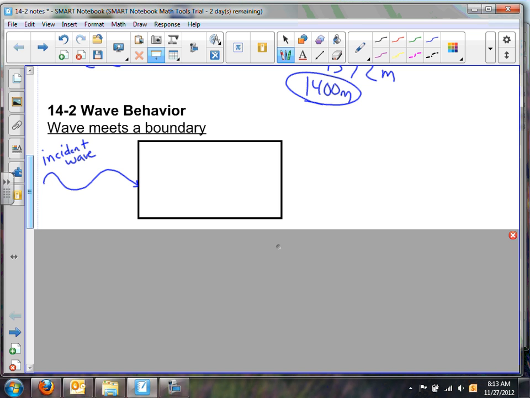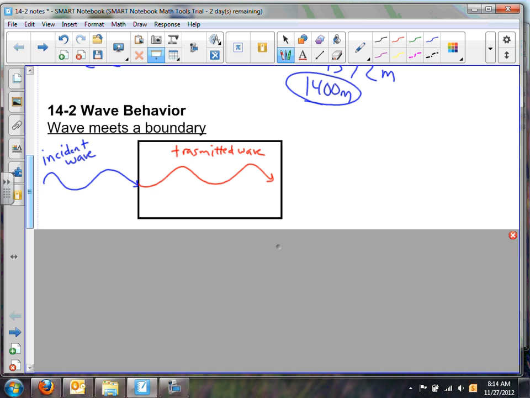That square represents a boundary between two media. Well, what can that wave do? One thing that wave could do is be transmitted. So it could just continue on right in the new medium. This is the transmitted wave.